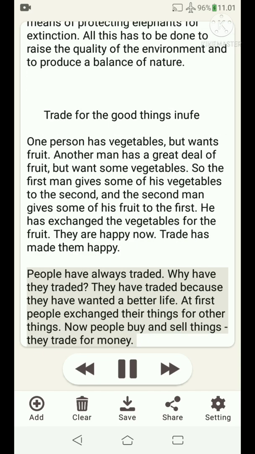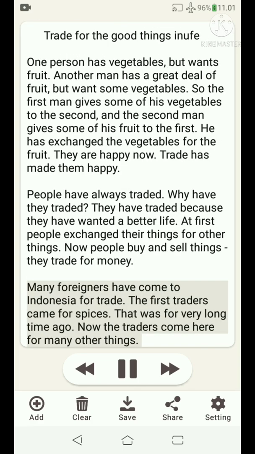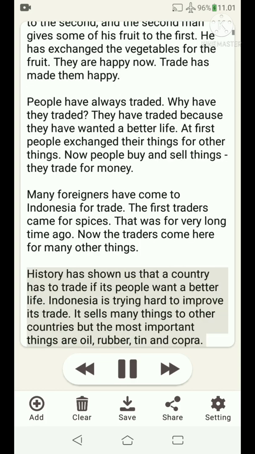People have always traded. Why have they traded? They have traded because they have wanted a better life. At first people exchange their things for other things. Now people buy and sell things. They trade for money. Many foreigners have come to Indonesia for trade. The first traders came for spices. That was a very long time ago. Now the traders come here for many other things.